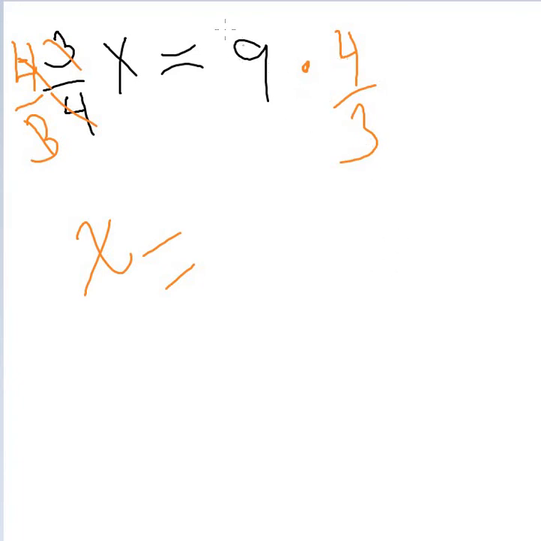So what's 9 divided by 3? 9 divided by 3 is just 3. This is canceled. It becomes 1. 3 times 4 is equal to 12. So x equals 12.